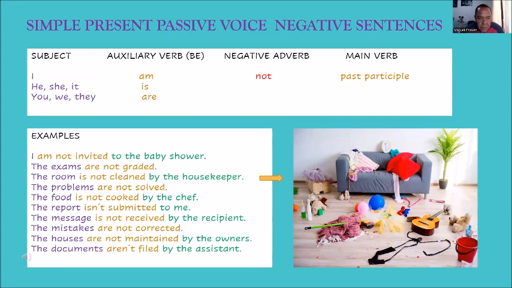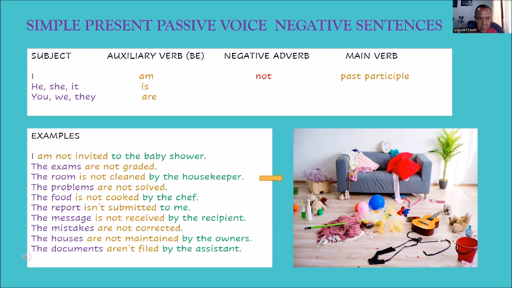The formula for forming negative passive sentences in present simple tense is subject plus auxiliary verb to be (am, is, are) plus negative adverb not plus past participle of the main verb. Here is a table and some examples to help you better understand.